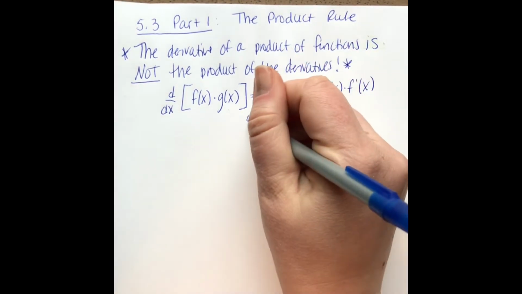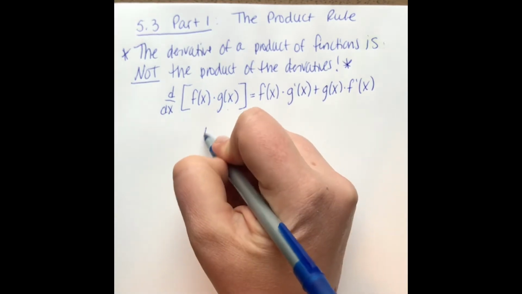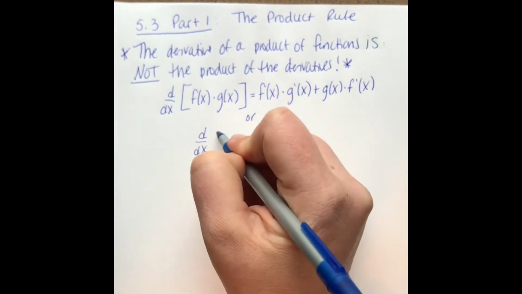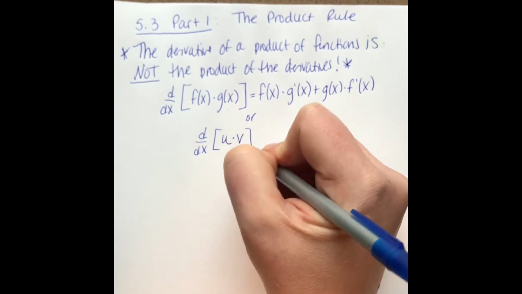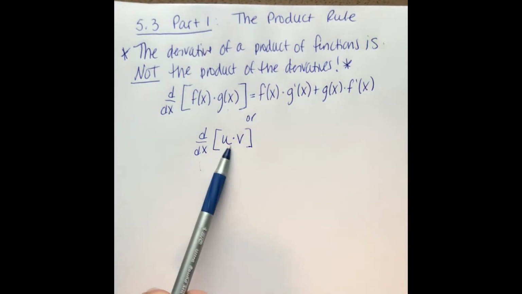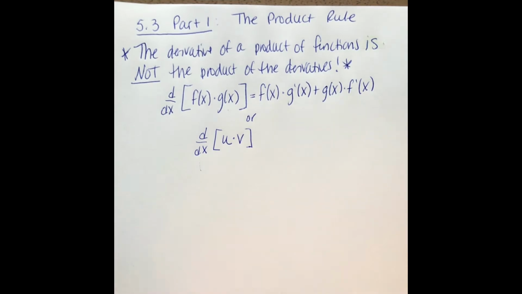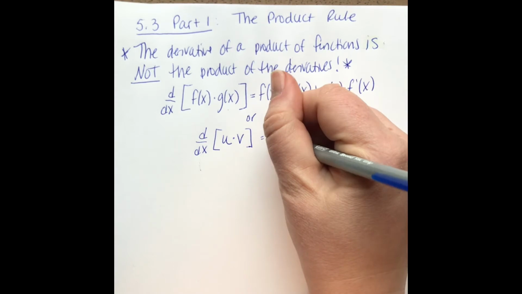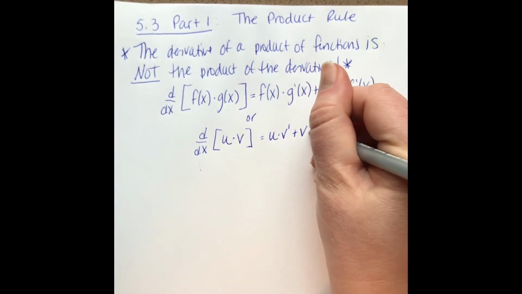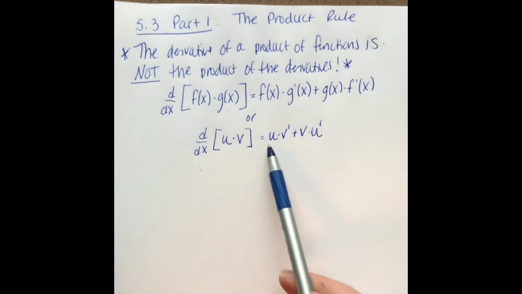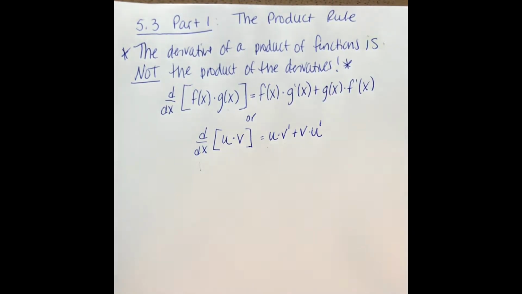Another way that you will often see this written is d dx of uv, and lots of calc books use the letters u and v. And you'll notice that I add an extra long tail to the u because if you're writing quick, sometimes u's and v's look similar. And that's the same thing as saying the first times the derivative of the second plus the second times the derivative of the first. So uv prime plus vu prime. And again, that's a little bit quicker way to know how to do them.